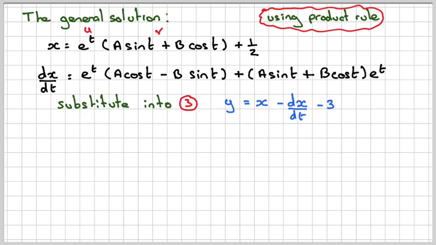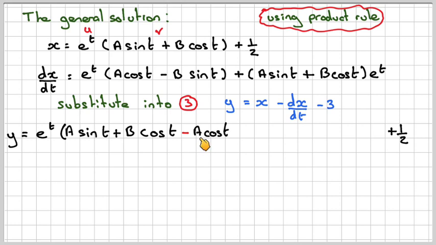So we're going to have that y is equal to e to the t, and all this, e to the t, a sine t plus b cos t. And I'll put the half down the end here. And then we're going to subtract all of this. And I'm going to keep that e to the t, so taking the e to the t out as a common factor, changing the signs as we go through.